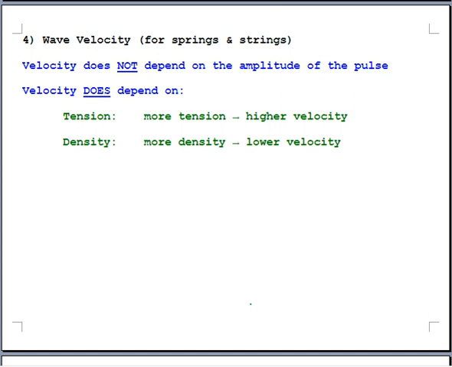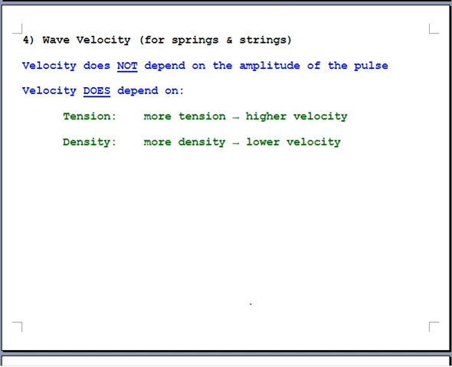The velocity that the waves travel in those stringed instruments doesn't depend on the amplitude of the pulse. When you go up to a guitar and you pluck the string, it doesn't matter whether you pluck it hard or soft, it's going to play the same note. The amplitude is simply the volume of the wave, or the volume of the note that you play.